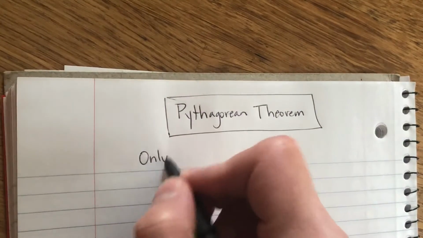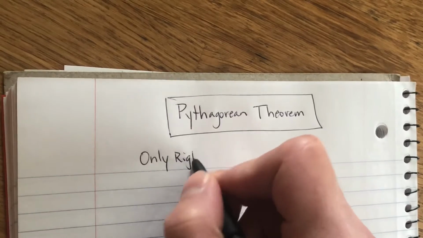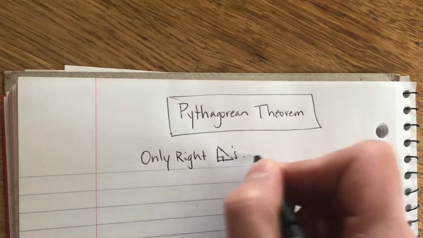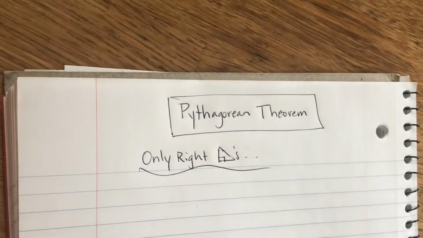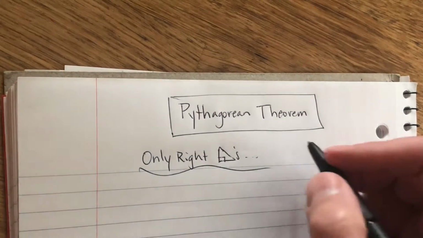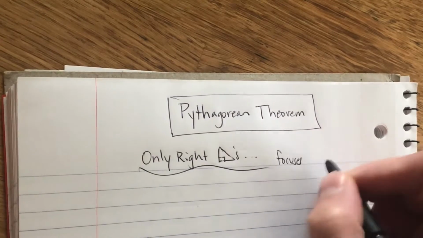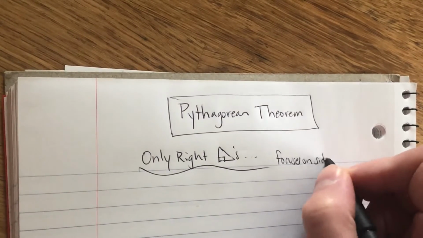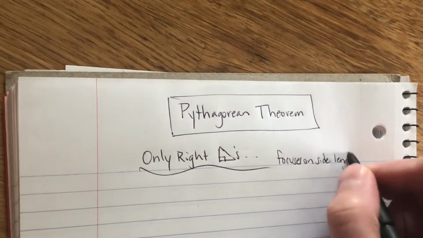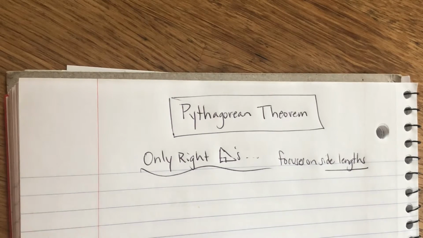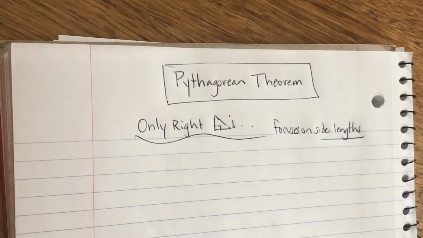So first things first, while we've identified a variety of types of triangles, Pythagorean theorem is only going to work if you're dealing with right triangles, and it specifically focuses on side lengths. We know some triangle traits related to their angle measures. Well, Pythagorean theorem is limited to analyzing right triangles, and it's specifically something that focuses on their side lengths.